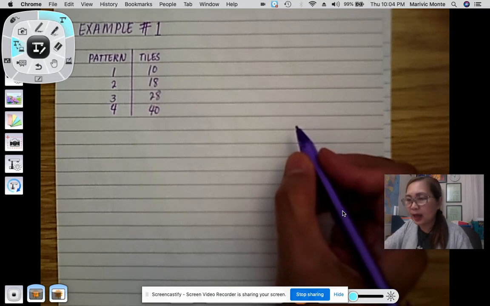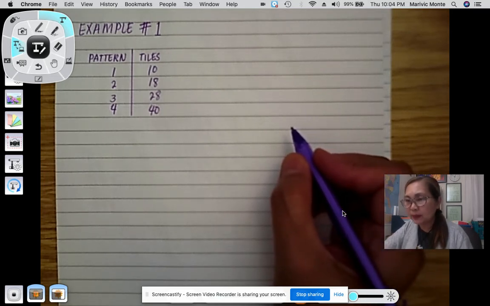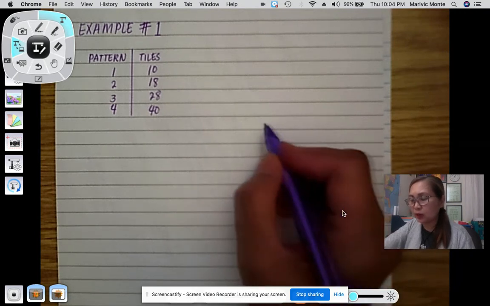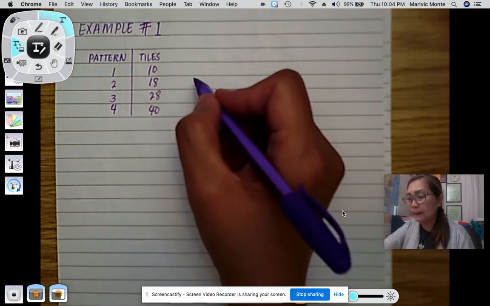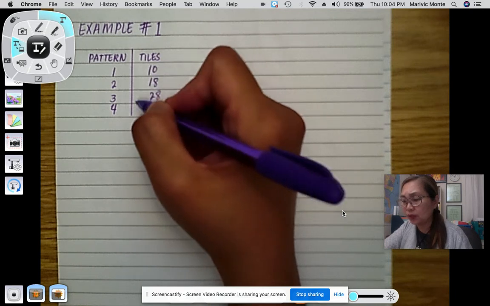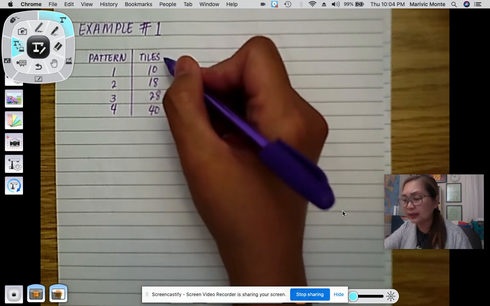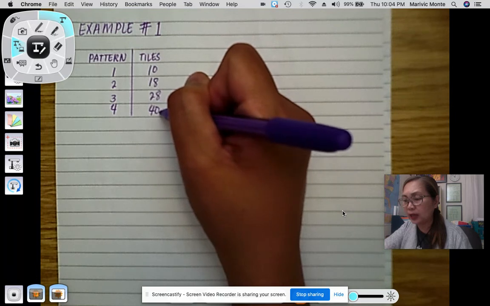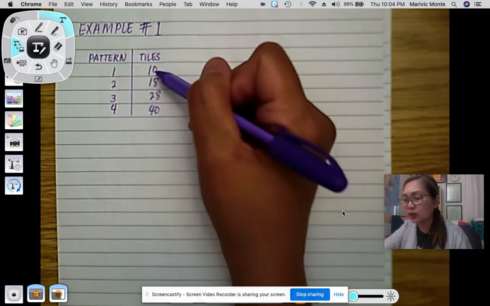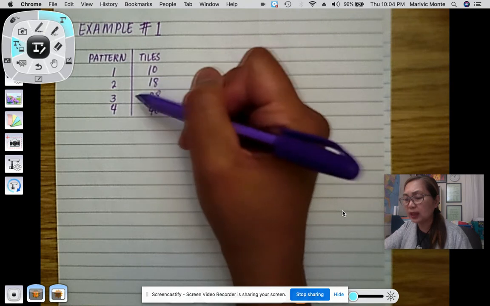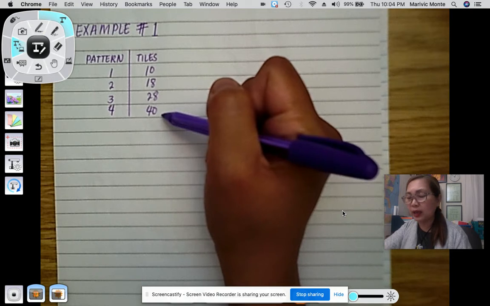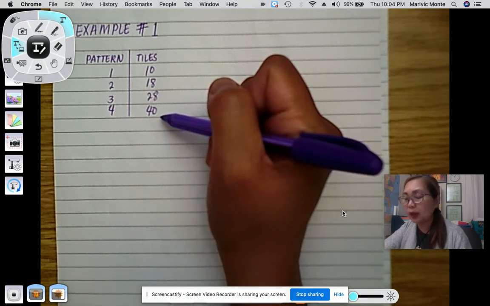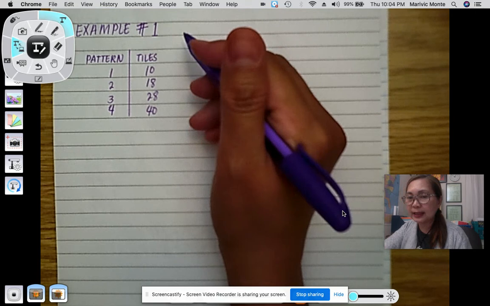Hi everybody. So I am going to describe how we find the quadratic equation or function for this particular problem. Our example number 1 has something to do with patterns 1 through 4 with corresponding tiles 10, 18, 28, 40. So pattern 1 corresponds to 10, 2 corresponds to 18, pattern 3 corresponds to 28, and pattern 4 corresponds to 40.